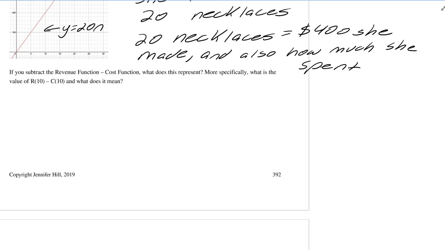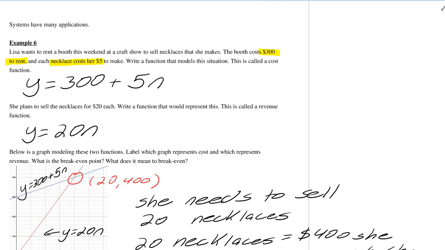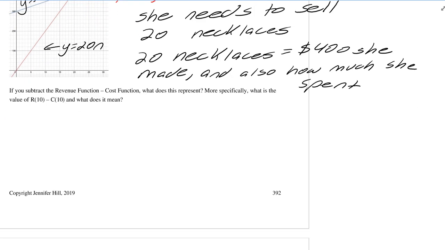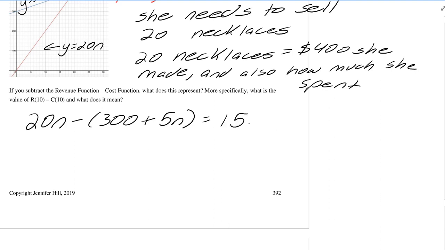Now, if you subtract the revenue function minus the cost function, what does this represent? So let's figure out what those were. This function here is my revenue function, and this function here is my cost function. So I'm supposed to take the revenue minus the cost. That's 20n minus the cost function, which was 300 plus 5n. So I've got to work this out. This will come out to 15n minus 300.